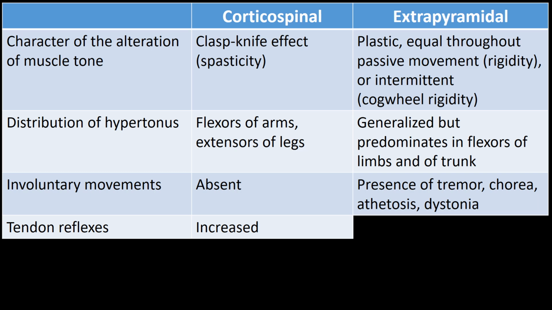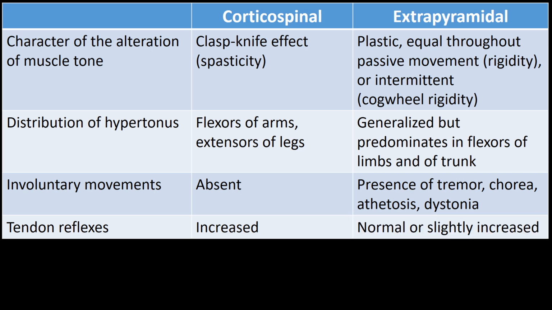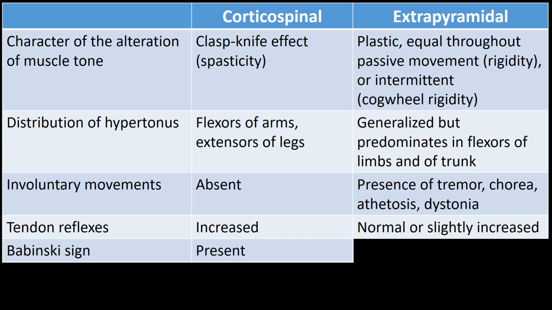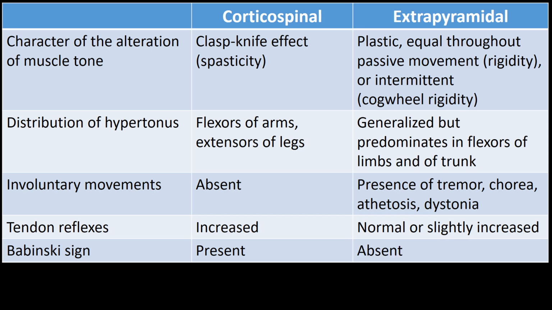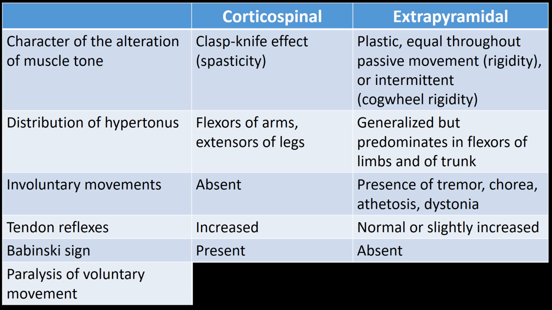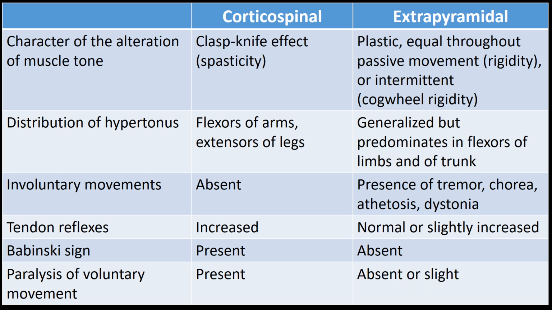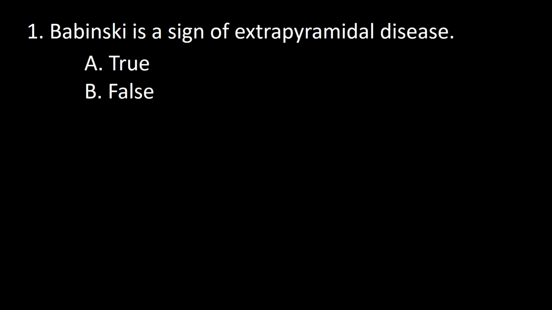They are increased in corticospinal pathology and normal or slightly increased in patients with extrapyramidal pathology. Babinski sign is present in patients with corticospinal pathology, absent in patients with extrapyramidal pathology. Inability to voluntarily generate movements occurs in patients with corticospinal pathology, but is absent or only minimal in patients with extrapyramidal pathology. So the answer to this question is B.